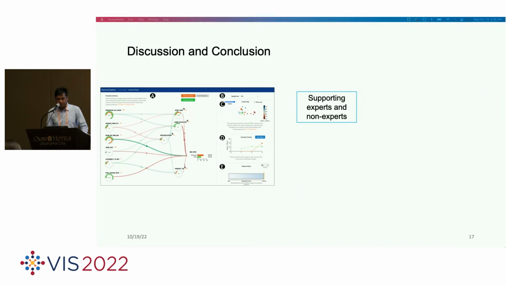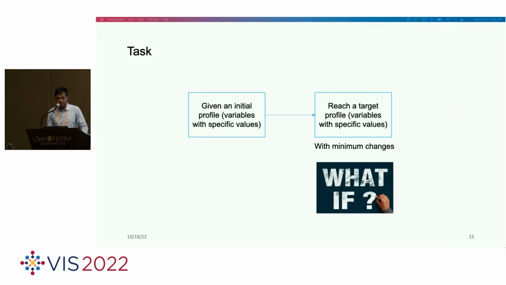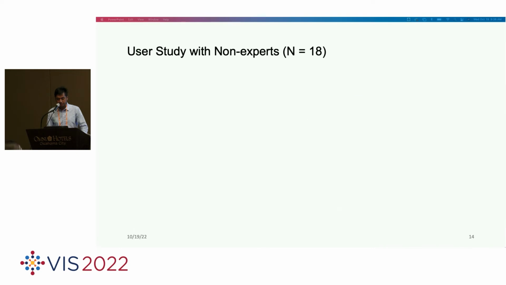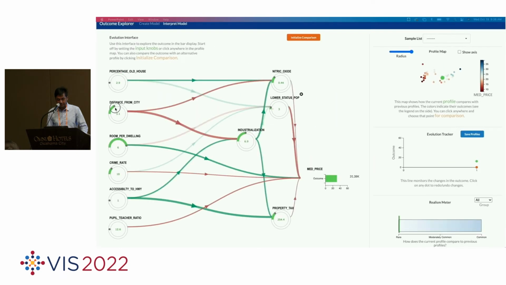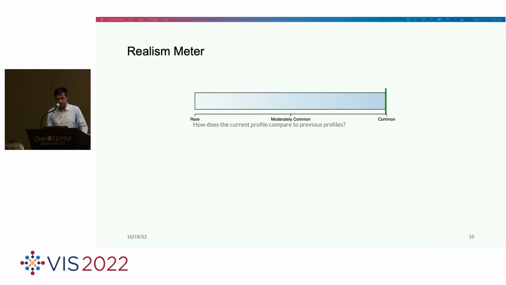Yep. So as I mentioned, it is actually a likelihood. So if I go back a little bit, it's actually a probability distribution. So the scale is from 0 to 1, where 0 is rare and 1 is common. And then 0.5 is moderately common.